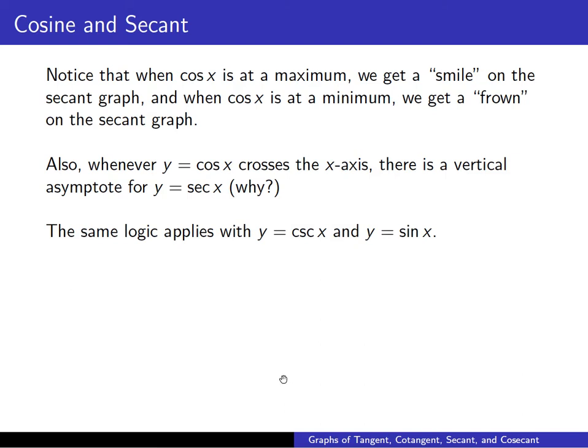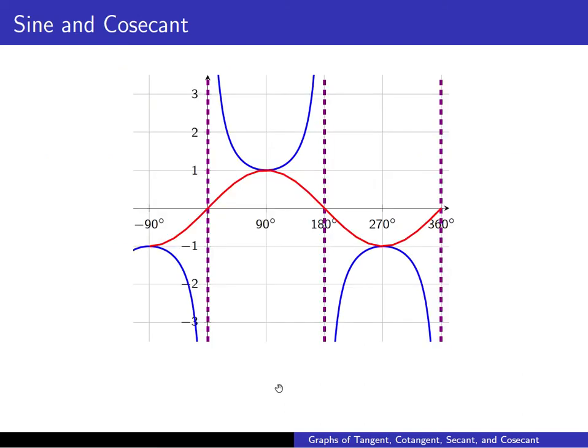The same logic applies with cosecant and sine. Here we have in blue the graph of cosecant along with those purple vertical asymptotes. Here in red we have the graph of sine. If we take a look at the graph of sine, wherever it crosses the x-axis, we have vertical asymptotes. Wherever we have a maximum for sine, we get a smile. Wherever we have a minimum for sine, we have a frown.